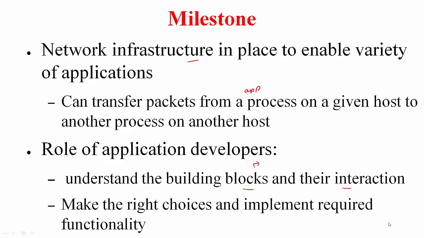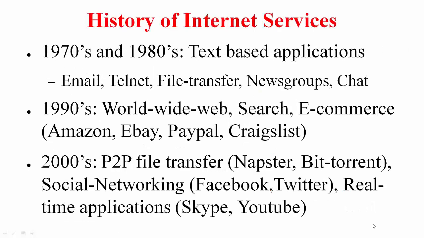At the very minimum, you need to understand what UDP entails, what TCP entails, and make the right choice and implement the required functionality to enable the application service. A bit of history first. Notice that I'm using the word internet services here. Not all internet services translate into application layer protocols. Some services are put together by what application protocols already exist.